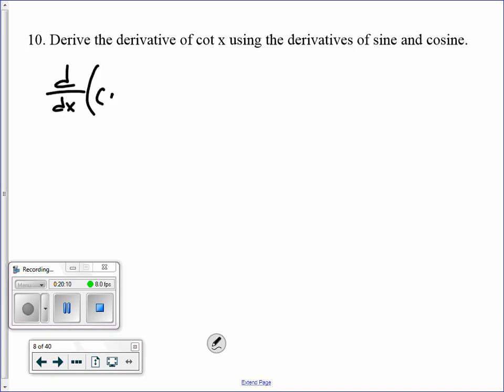So we have to first rewrite cotangent x as a quotient. You could be asked to derive the derivative of either cotangent x, tangent x, cosecant x, or secant x, because all of those can be written as a quotient, and you can use the quotient rule. I will not ask you to derive the derivative of sine x or cosine x, because that involves limits, and that's what we did in class. That's too much.